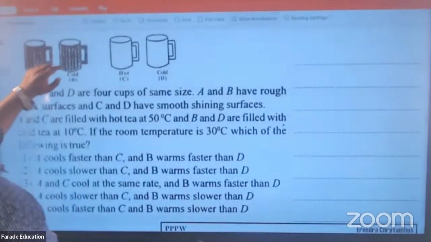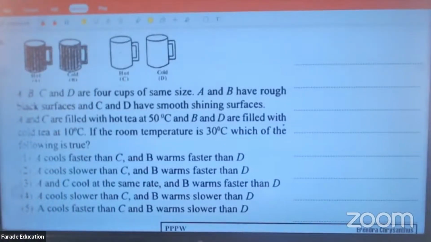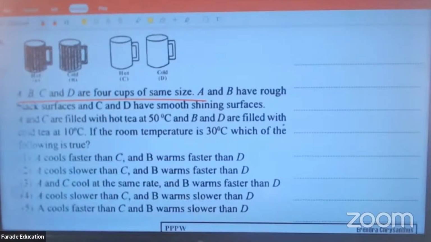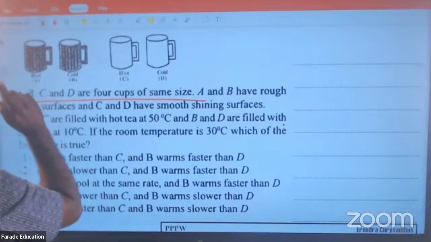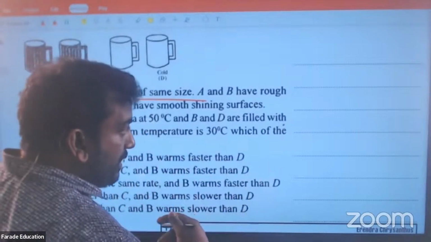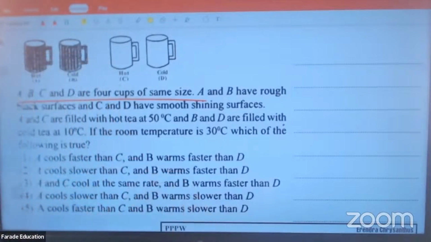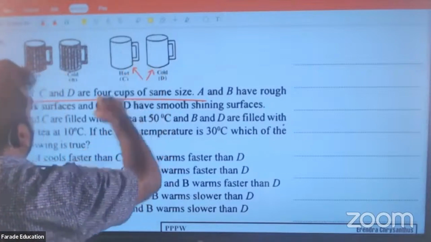Question number 16. A, B, C, D are 4 cups, same size. A and B have rough black surfaces. Now, black surfaces are good radiation absorbers as well as emitters. C and D are smooth, shiny surfaces, weak absorbers or weak emitters of radiation.